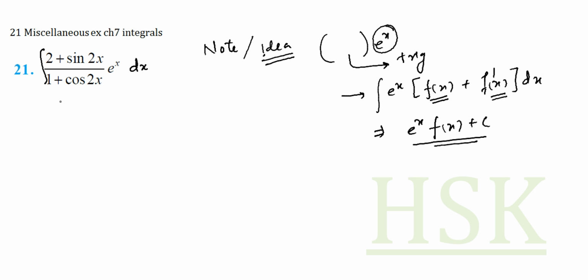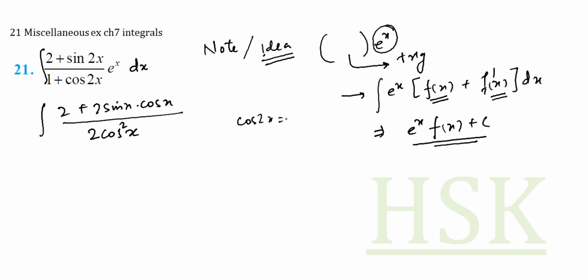Okay, so to begin with, first of all, I am going to write sine 2x as equal to 2 sine x into cos x, and 1 plus cos 2x will be written as 2 cos square x, by applying the formula that cos 2x is equal to 1 minus 2 sine square x, or 2 cos square x minus 1. So substituting cos 2x is equal to 2 cos square x minus 1, this 1 and 1 is going to cancel out and we are going to get this term.